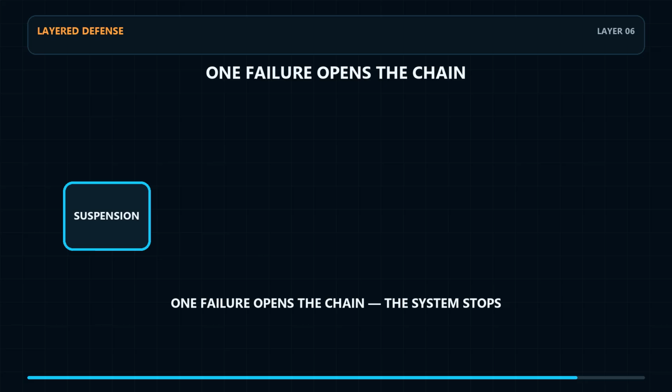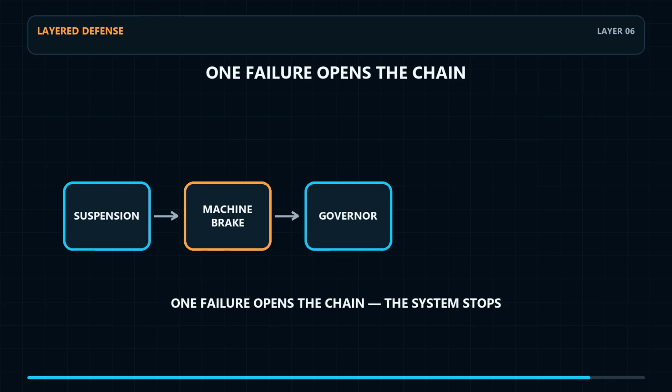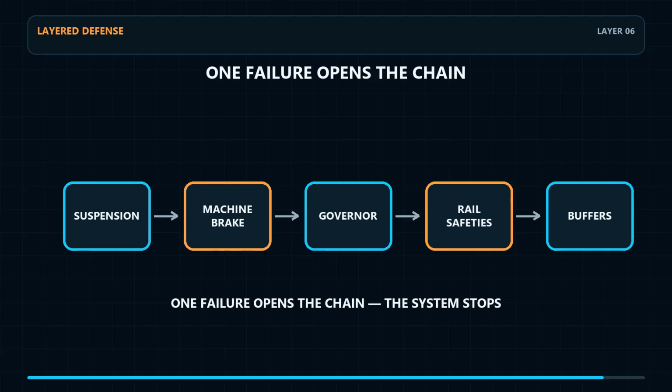Now the design philosophy is visible. Carry the car with multiple suspension members. Make the service brake fail toward closed. Watch speed with a separate mechanical governor. Let relative motion engage rail safeties. Keep buffers for travel beyond the normal limit. Each layer addresses a different route to danger. This is layered defense, not five copies of the same sensor making the same assumption.